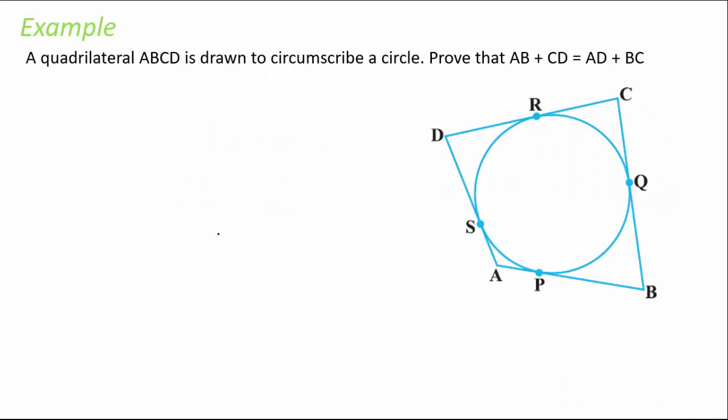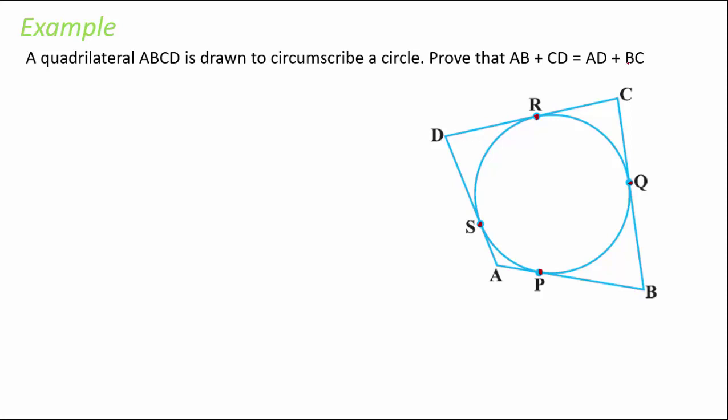Let's look at the next question. A quadrilateral ABCD is drawn to circumscribe a circle. What do we mean by circumscribe? That means the quadrilateral is drawn in such a way that a circle exactly fits inside it. As you can see here, the circle is actually touching each side of the quadrilateral exactly at one point. That is what we call circumscribe. Prove that AB plus CD is equal to AD plus BC.